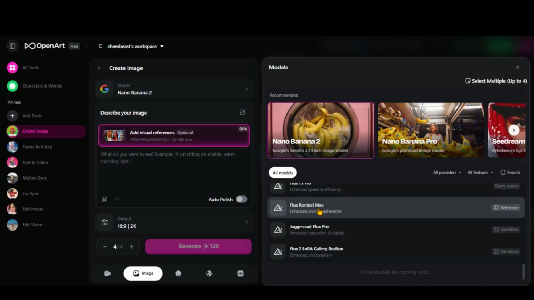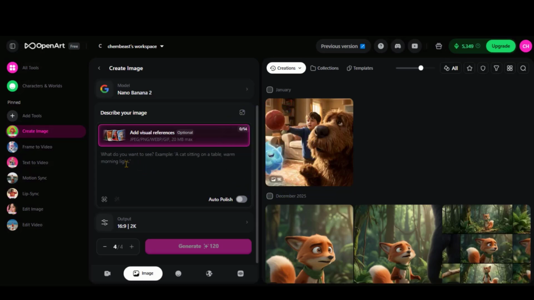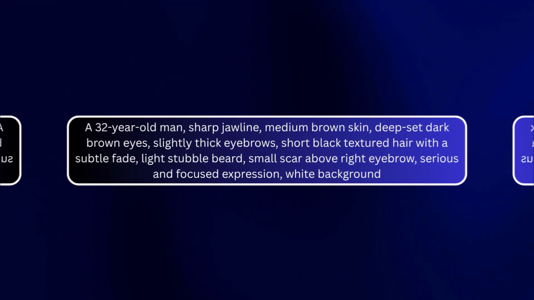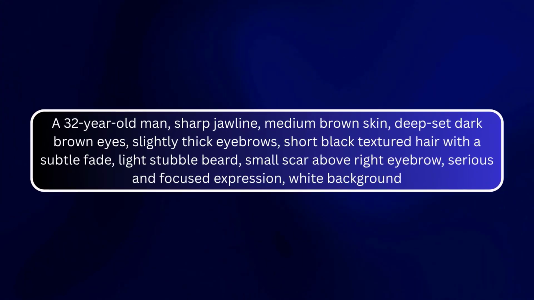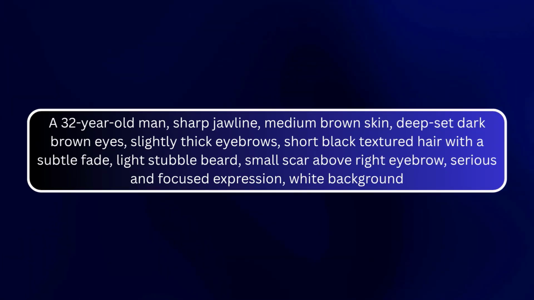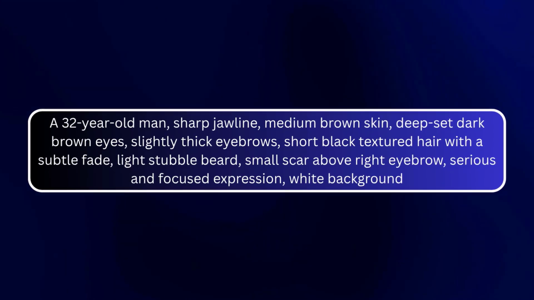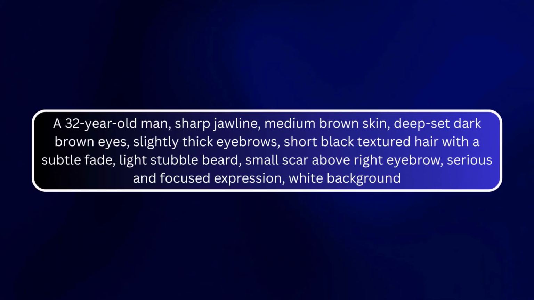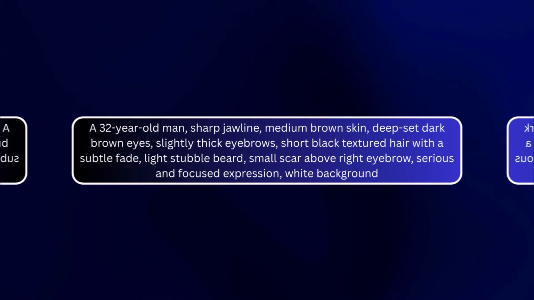For realistic and consistent results, I will select the Nano Banana 2 model, as it handles this very well. Now I will paste the character details to generate a strong base image. For this example, I have asked it to generate an image of a 32-year-old man with a sharp jawline, medium brown skin, deep-set dark brown eyes, slightly thick eyebrows, short black textured hair with a subtle fade, a light stubble beard, a small scar above the right eyebrow, and a serious, focused expression on a white background.